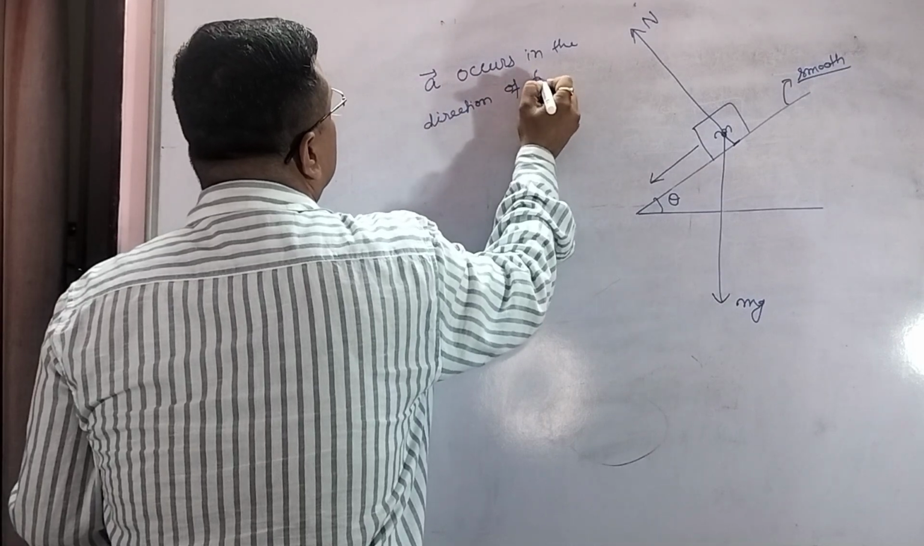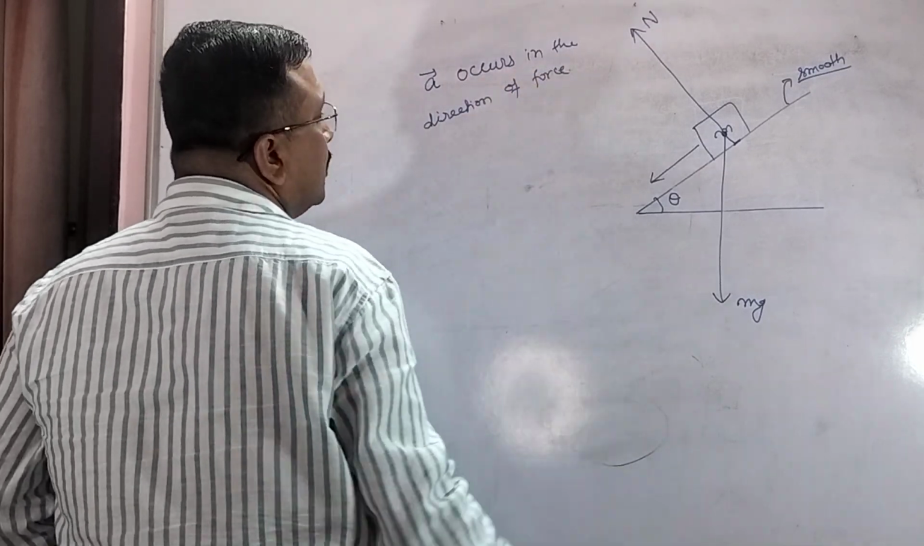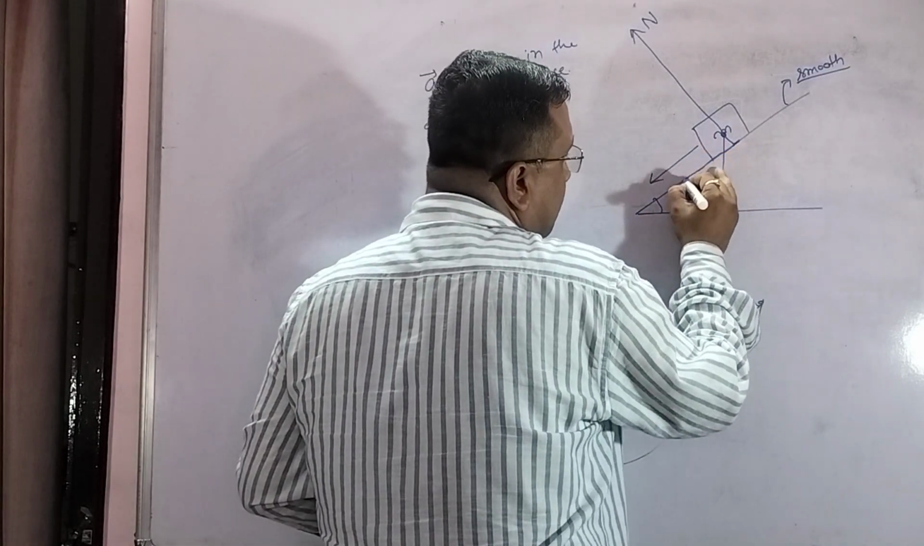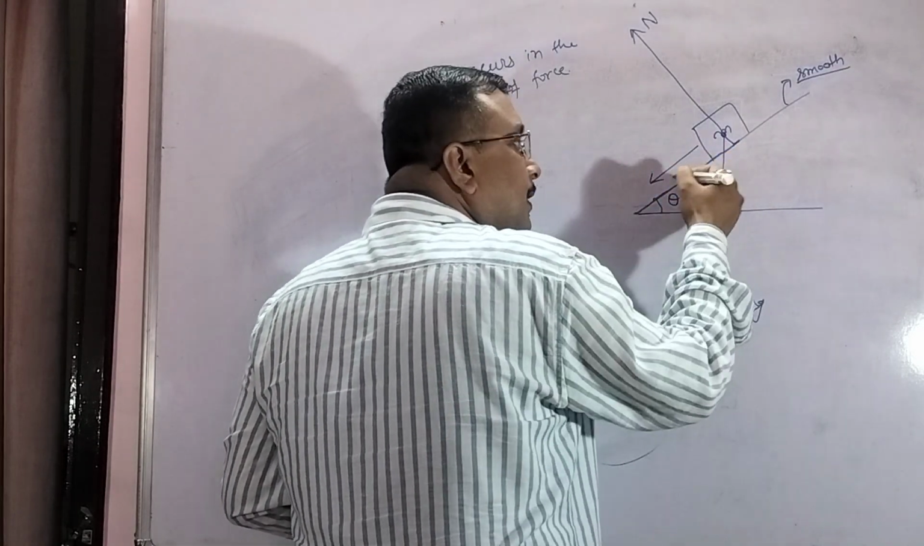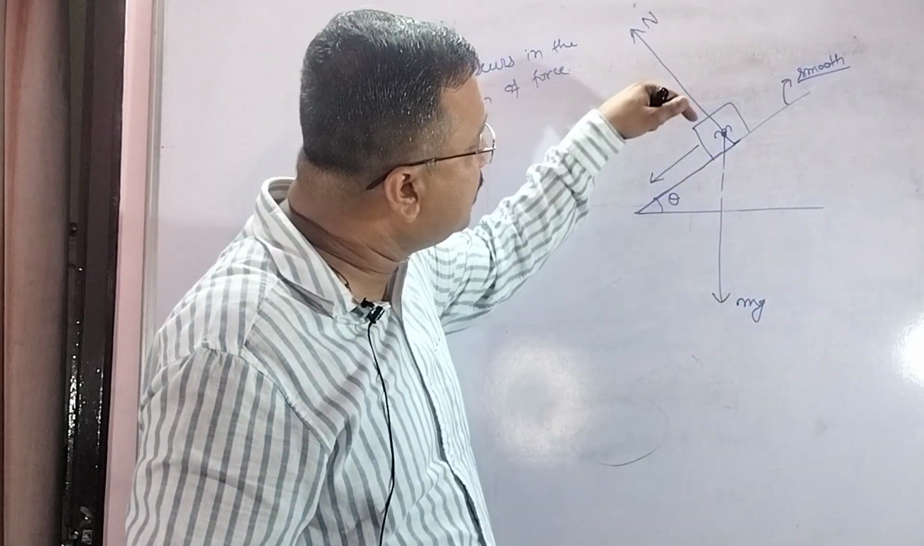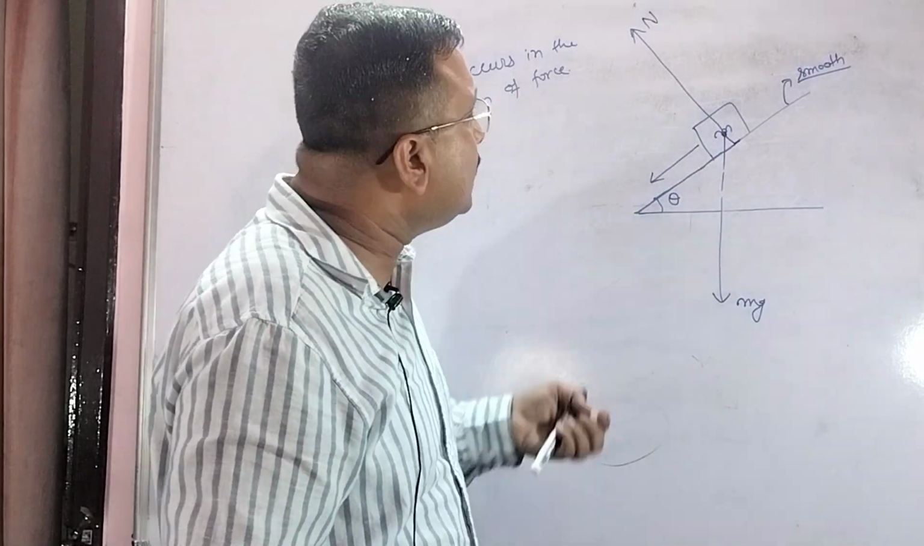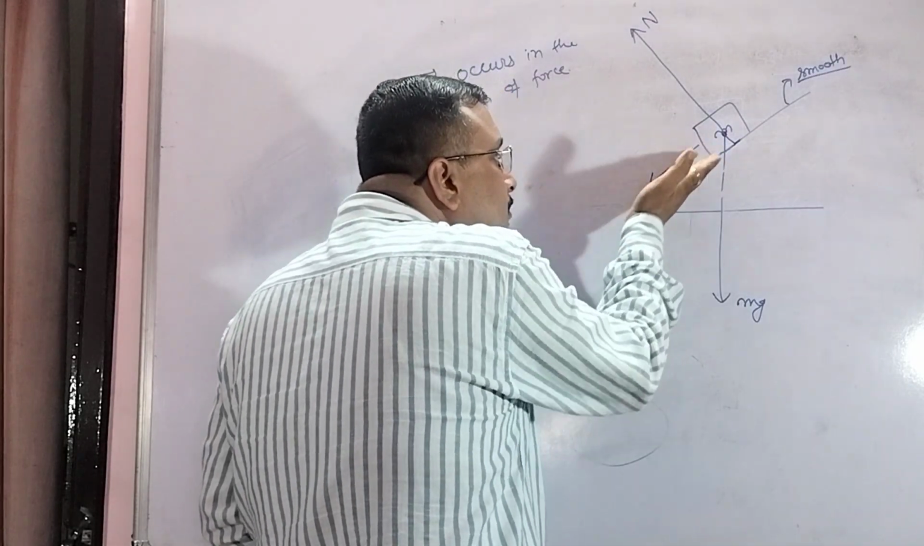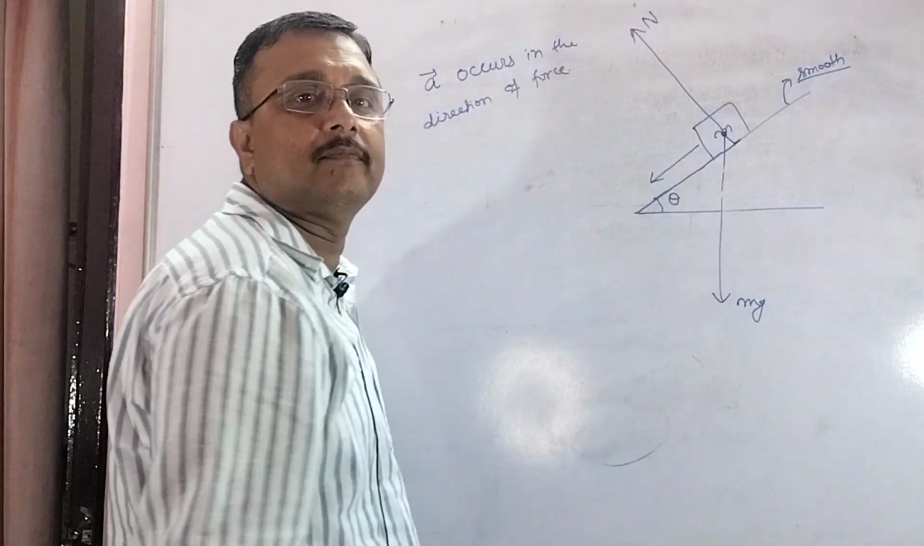In the direction of force. So since the particle is moving on this line, definitely the direction of acceleration will be in this direction. But here we see that there is no force on this line.